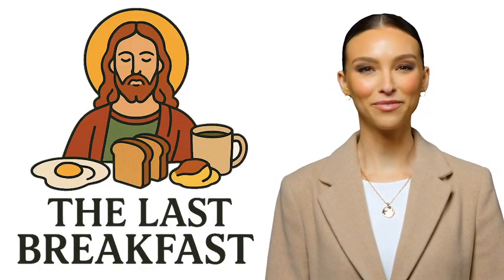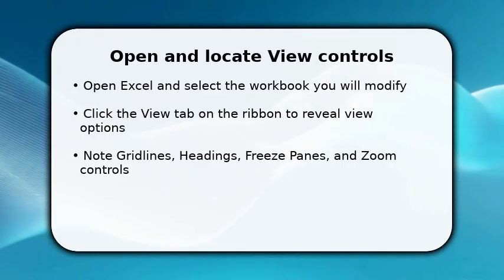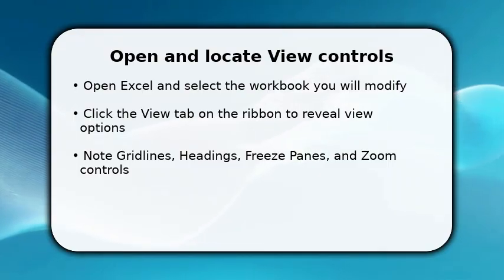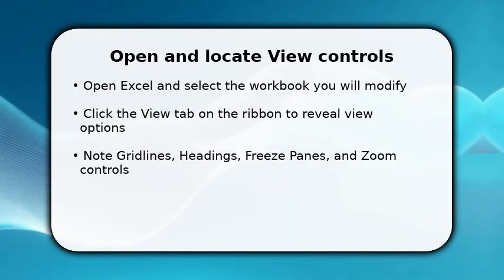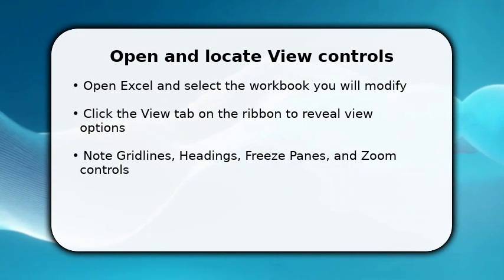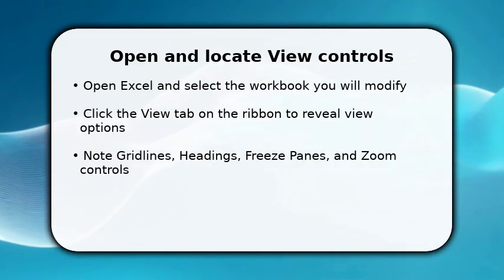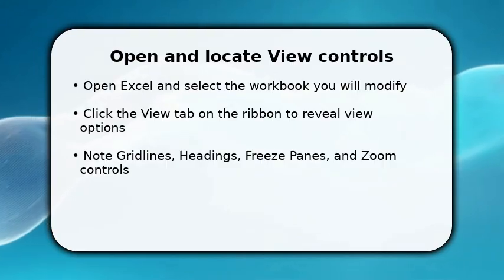Please enjoy the video. You start by opening the workbook and going straight to the View tab so you can change how the sheet looks and behaves. Once there, inspect the ribbon groups, workbook views, show, freeze panes, and zoom. Make sure you have the window large enough to see all options. This prevents accidental clicks. You will use these groups to switch modes, toggle interface elements, and lock rows or columns.